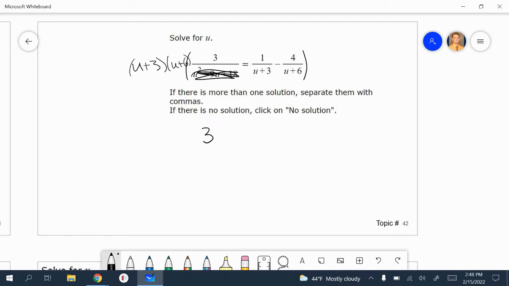So we're left with a 3 equals, the u plus 3's will cancel out here. That'll leave me with the u plus 6 and the 1, which means we'll just have u plus 6 if I distribute the 1. I like to change this to a negative 4, but then the u plus 6 will cancel out with the other u plus 6, and we'll have u plus 3 times negative 4, which is negative 4u minus 12.